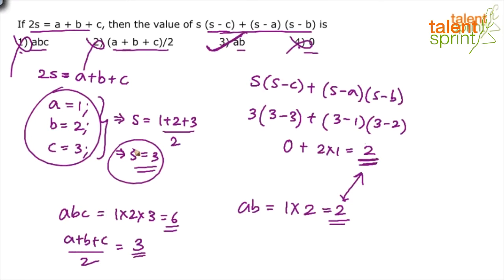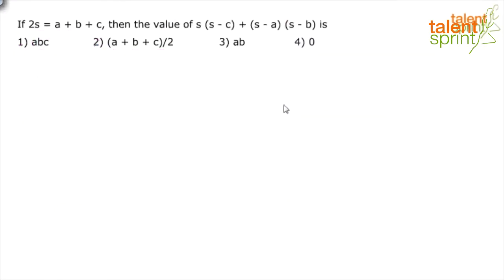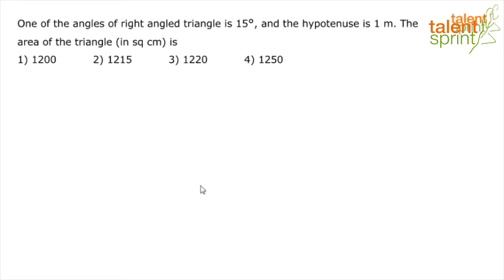Let me show the next one. Here comes the next question. This again is from geometry of triangles. It says one of the angles of a right angle triangle is 15 degrees and the hypotenuse is 1 meter. What is the area of this triangle? Of course, in square meters, not square centimeters. Let me just correct that.